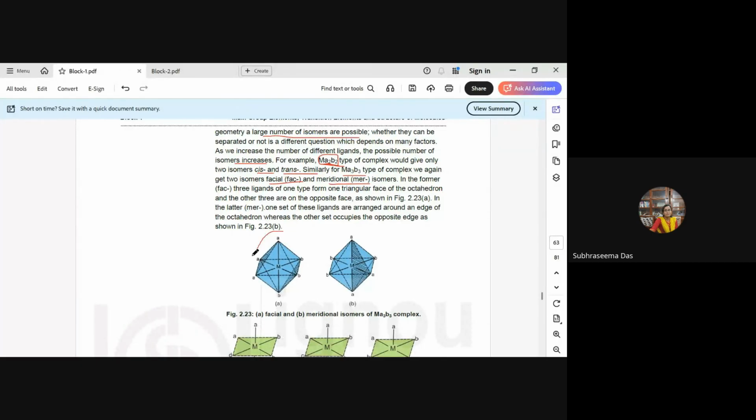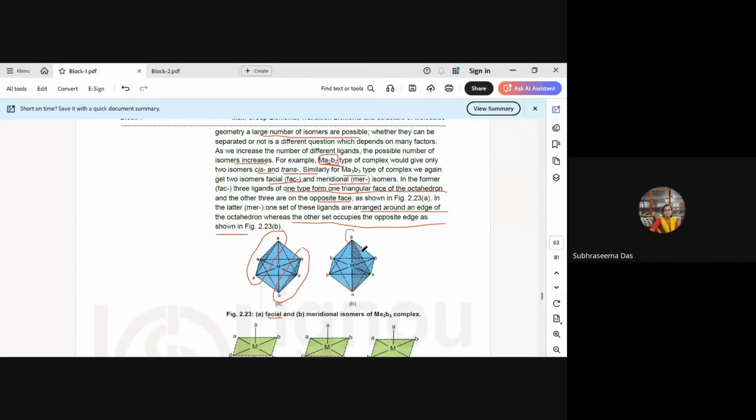So in the facial isomer, the ligands of one type lie on one side. Here you can see the Ma3B3, where in the facial isomer the three ligands of one type form one triangular face of the octahedron, and the other three are on the opposite side. Here you can see in figure A, whereas in the meridional isomer, one set of ligands is arranged around an edge of the octahedron, whereas the other set occupies the other edge.